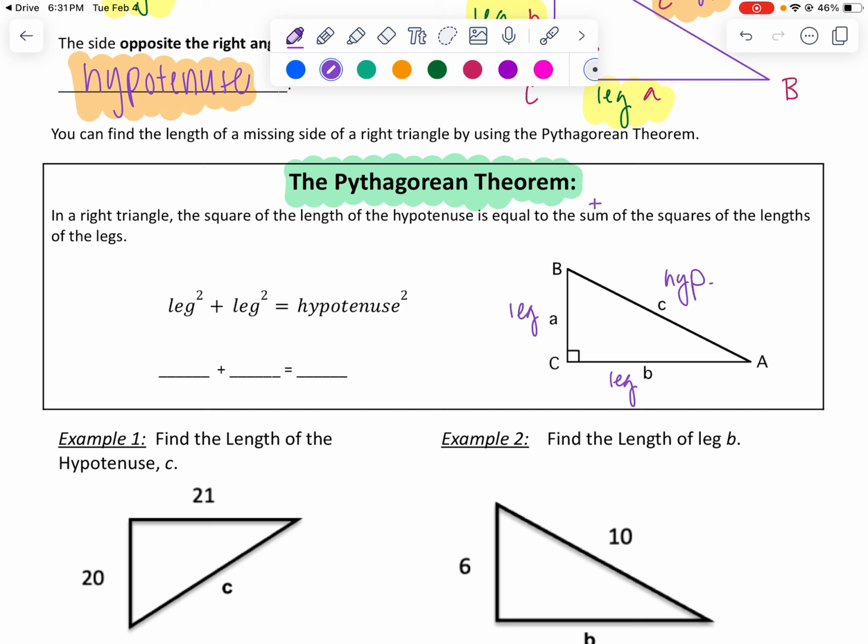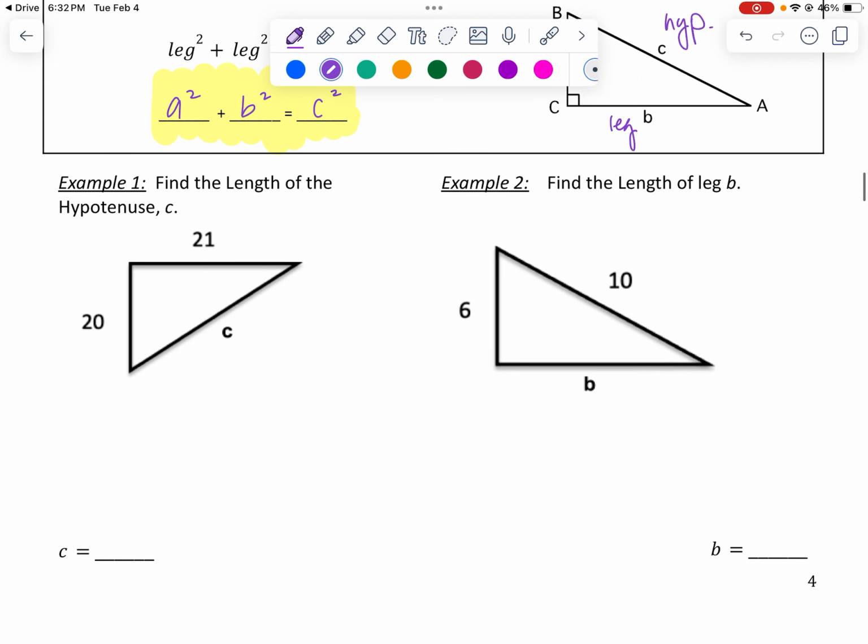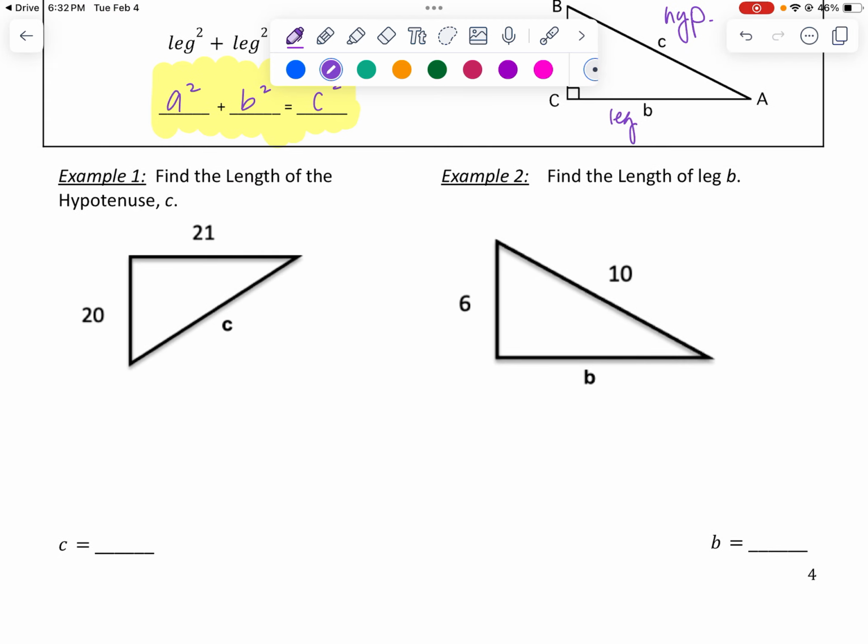So if I'm looking at my diagram, I'm going to have A squared plus B squared is equal to C squared. And this is what we want to go by when we're solving problems that deal with the Pythagorean theorem. And the Pythagorean theorem only happens in a right triangle. So let's do examples 1 and 2. Let's find the length of the hypotenuse C.